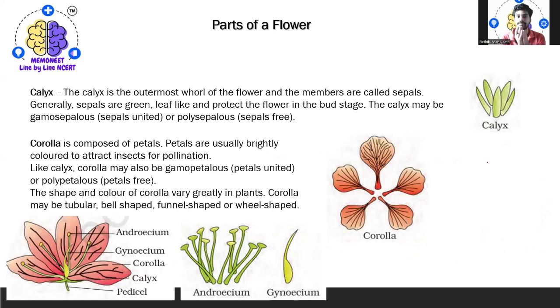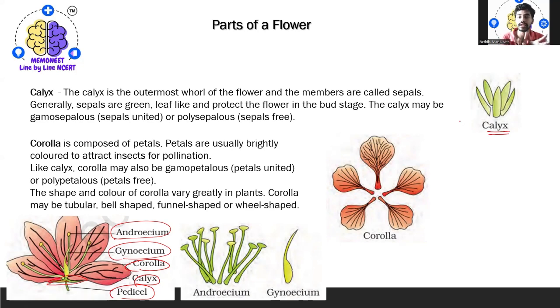Coming to the parts of the flower. So in parts of the flower, see, if this is a flower, we have the pedicel, as I have discussed previously. Then we have calyx, then corolla, gynoecium, and androecium. So have you got what is gynoecium and androecium? That's the reproductive organ, male and female, anyhow. So coming to the very first one, that is calyx. This region is actually called calyx.